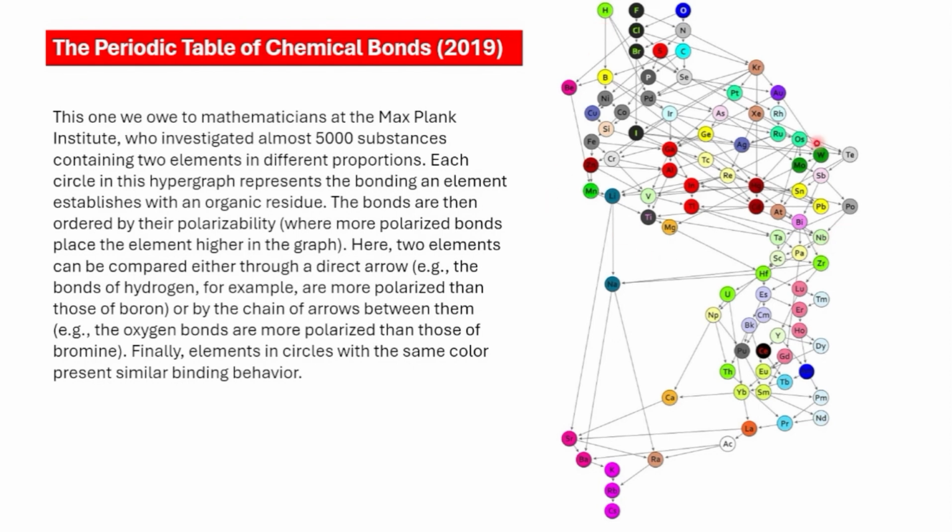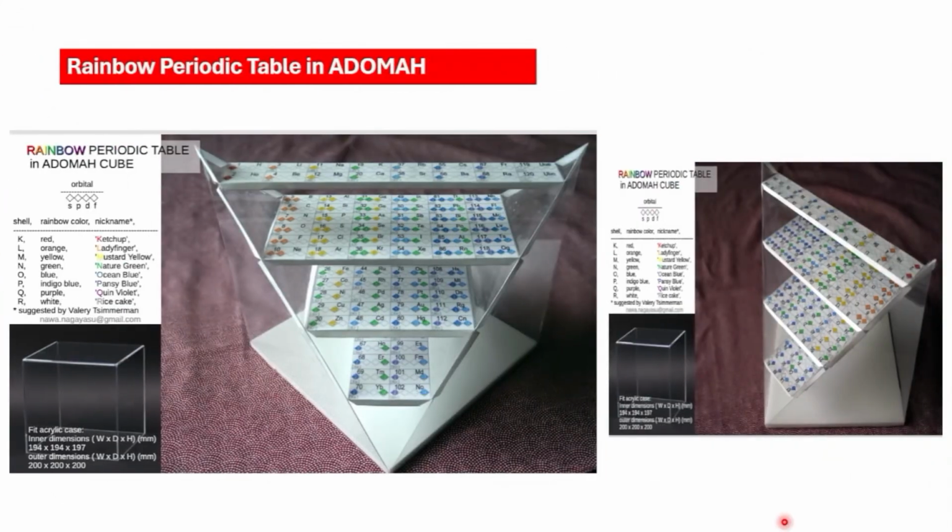This is also a very interesting way to show the elements. But yeah, this took a lot of effort to analyze all those 5,000 substances. Next, we have the rainbow periodic table in ATOMA. This is kind of the same: S block elements are on top, then P block elements, then we have D block elements, and in the last layer we have F block elements.